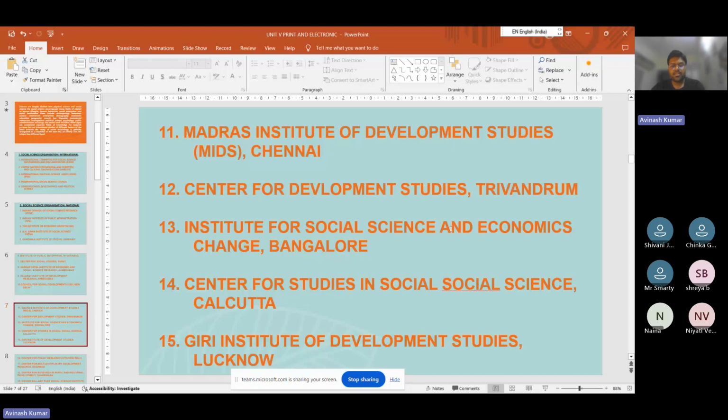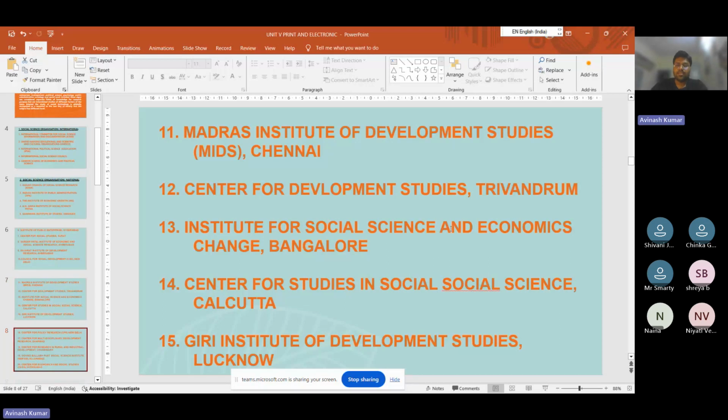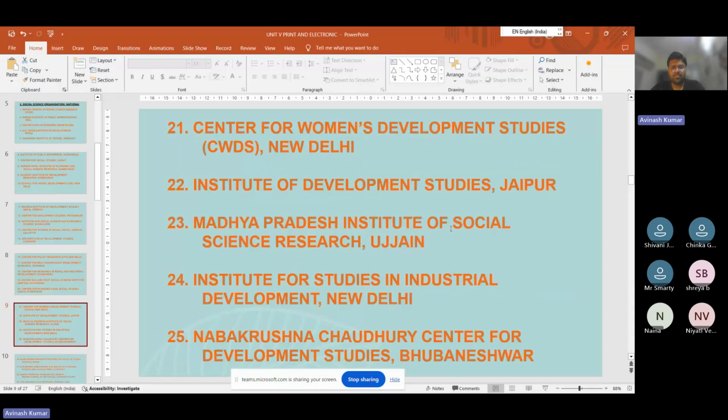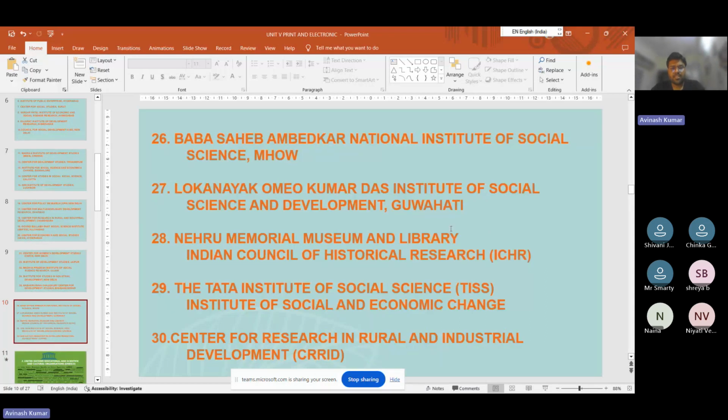Giri Institute of Development Studies, Lucknow, Center for Policy Research, CPR, New Delhi, Center for Multidisciplinary Development Research, Dharwad, Center for Research in Rural and Industrial Development, Chandigarh, Govind Ballabh Pant Social Science Institute, Allahabad, Center for Economics and Social Studies, Hyderabad, Center for Women's Development Studies, New Delhi, Institute of Development Studies, Jaipur, Madhya Pradesh Institute of Social Science Research, Ujjain, Institute for Studies in Industrial Development, New Delhi, Nabakrushna Choudhury Center for Development Studies, Bhubaneswar, Babasaheb Ambedkar National Institute of Social Science, Mhow, Lok Nayak Omeo Kumar Das Institute of Social Science and Development, Guwahati, Nehru Memorial Museum and Library, Indian Council of Historical Research, ICHR.